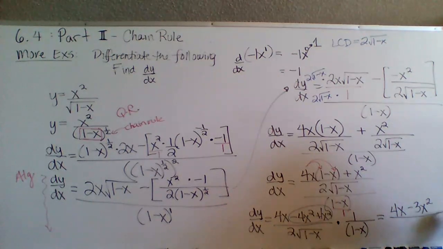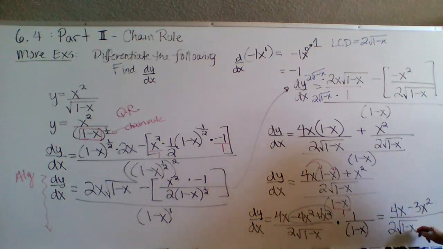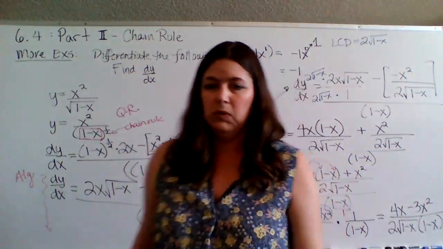Over on the bottom, the square root of n squared doesn't disappear, it turns into a normal n, times the square root of 1 minus x, times the quantity 1 minus x. That would be an okay, acceptable version of the answer.